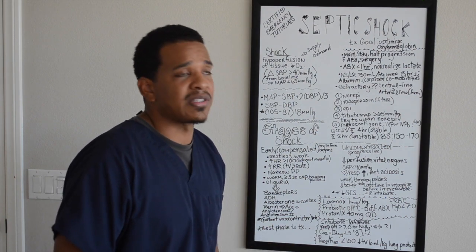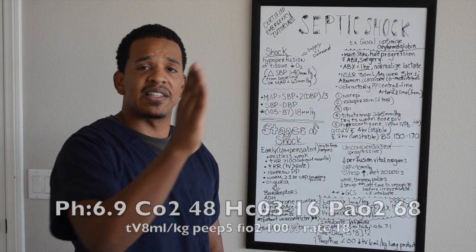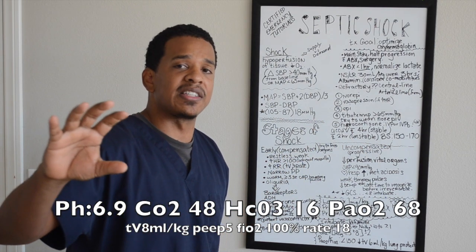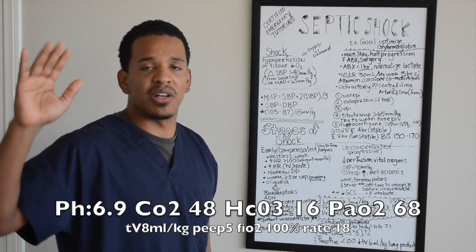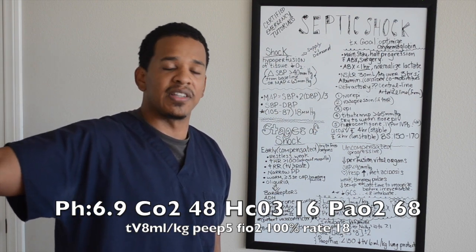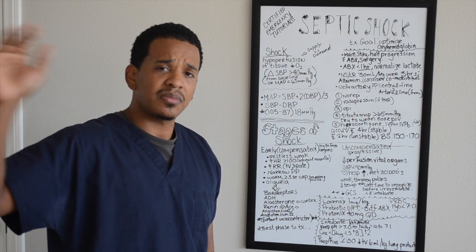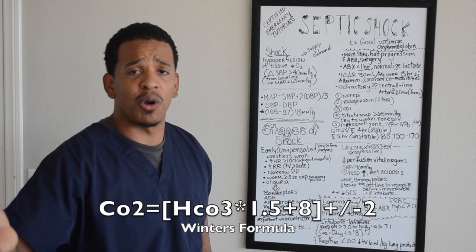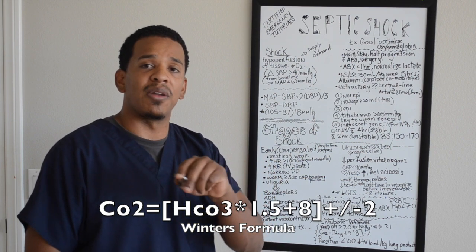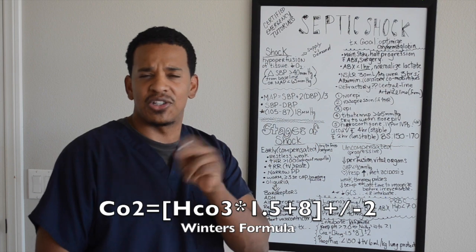Initial vent setting: say you do an ABG, and he comes back with a pH of 6.9, CO2 of 48, bicarb of 16, PO2 of 68. What are we going to do for this patient? Most likely we'll put him on an FiO2 of 100% and start him off to see if we can get his PO2 up. And then what I'd like to use is the Winter formula. Right, Winter formula: CO2 equals bicarb times 1.5 plus 8, plus or minus 2, I believe.